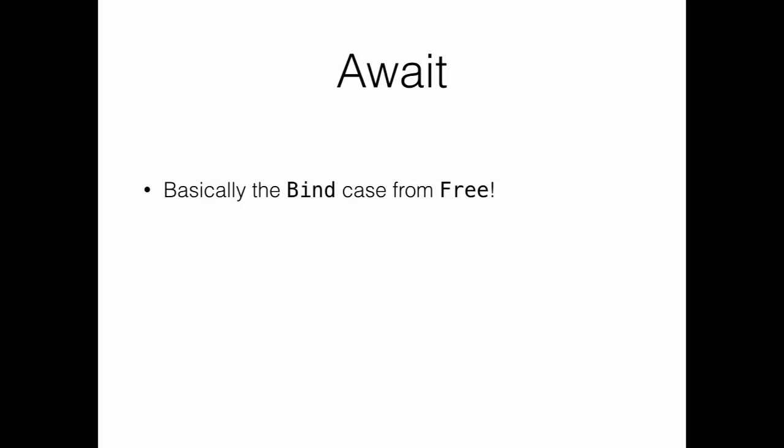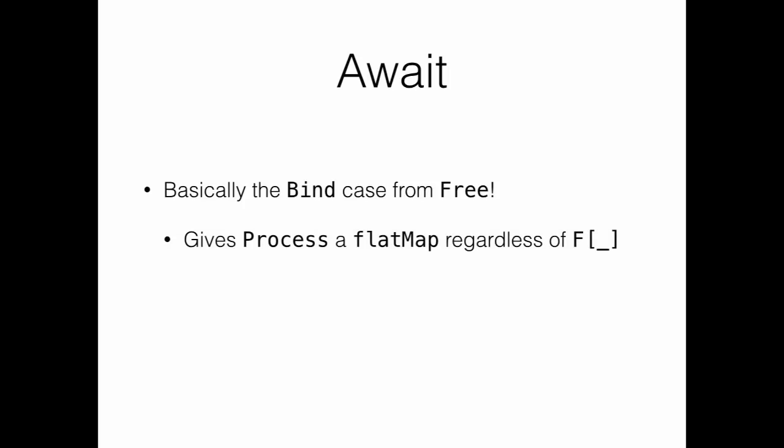Among many other things, it allows process to have a flat map function regardless of what effect type is inside of it. So the F inside of process doesn't need to be a monad. So in other words, it doesn't need to have a flat map function. It doesn't even necessarily need to have a map function. We could define flat map regardless because we're defining flat map through the await. Right? The await is how we get flat map. And this is really, really, really powerful.